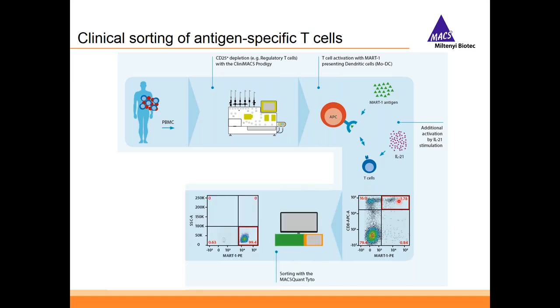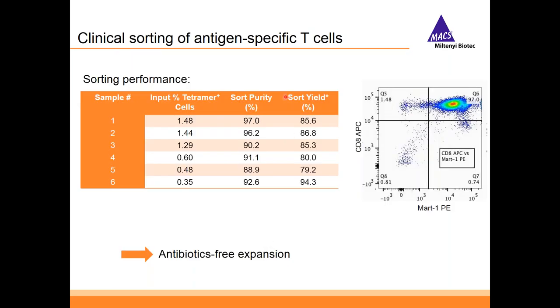And then these cells actually were sorted with a MACSQuant Tyto using fluorochrome-coupled dextramers. And in this case here, we ended up with a very highly pure cell population of 99.4%, as you can see here. And these cells then were cultured again to expand them, to have enough cells to inject them into the patient again. And this is an overview of different sorts which were used for this protocol.